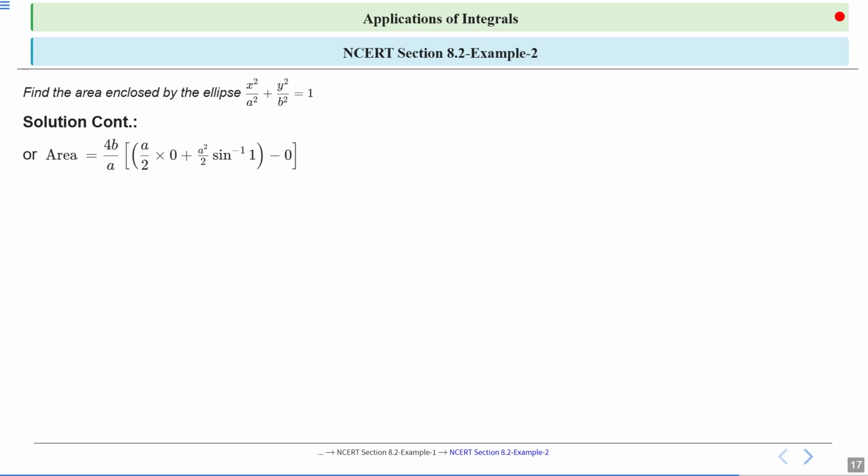Okay, clear? So we get 4b by a, by 2 into 0 is 0, a square by 2, and the value of sine inverse 1 is pi by 2. So when we simplify it, we get pi a b, and that is the area enclosed by the ellipse x square by a square plus y square by b square equal to 1.